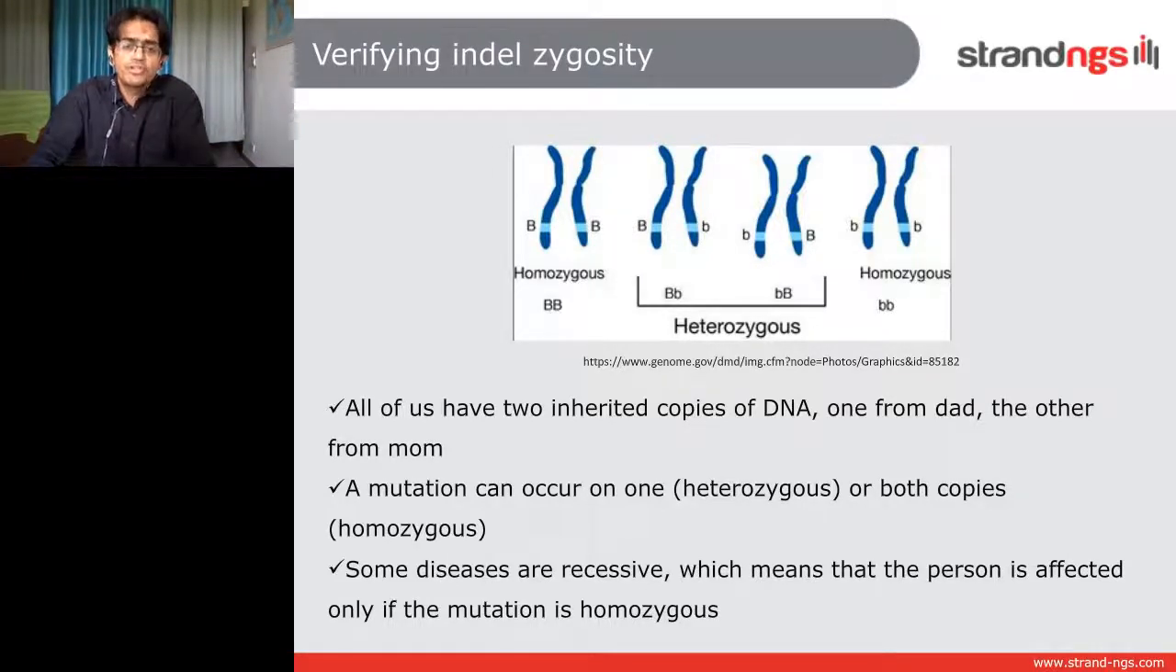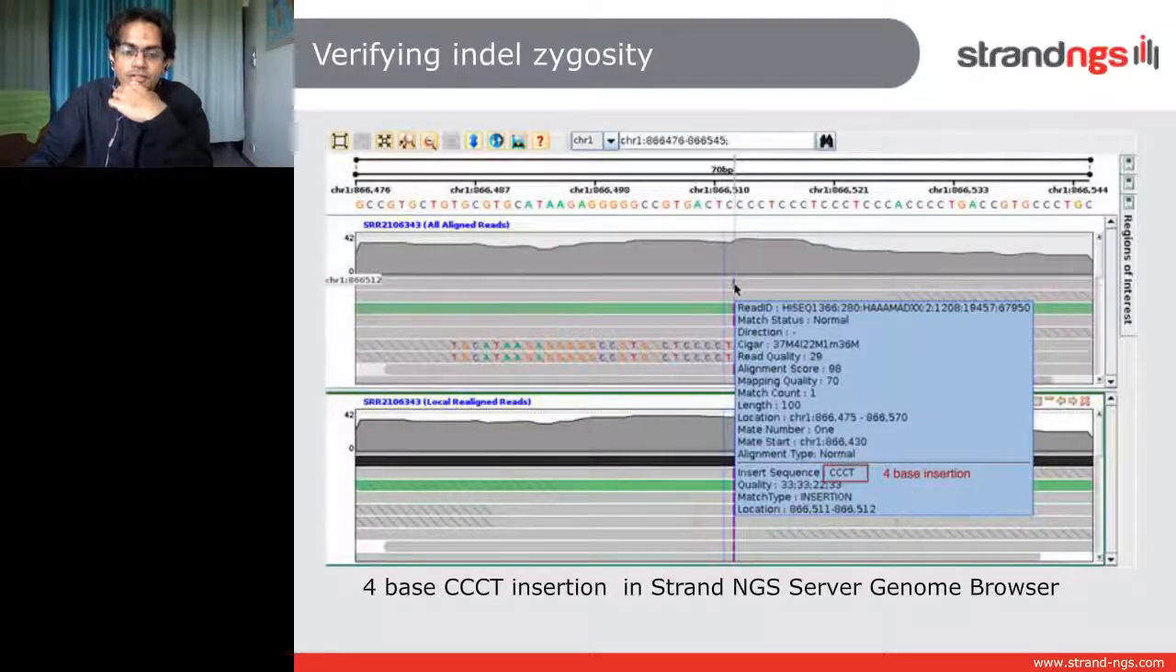So how do you do this in Strand NGS Server? Here is an example of the genome browser view in Strand NGS Server. You can see that there are various details that are being revealed about this particular read list at this particular reference location on the genome, right? So we're on chromosome 1, location about 860,000 or so, right? And what we're looking at is a 4-base insertion at this location, right?